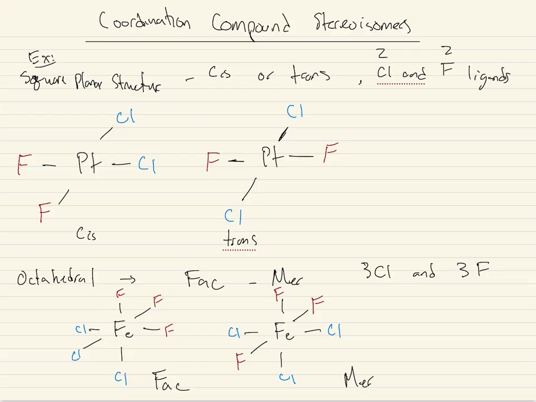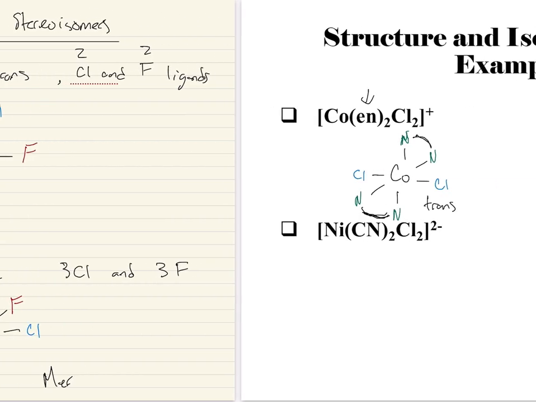Does anyone remember how you would get a cis or trans octahedral structure? It had to do with the type of ligand that you had. I think I have it on the next.